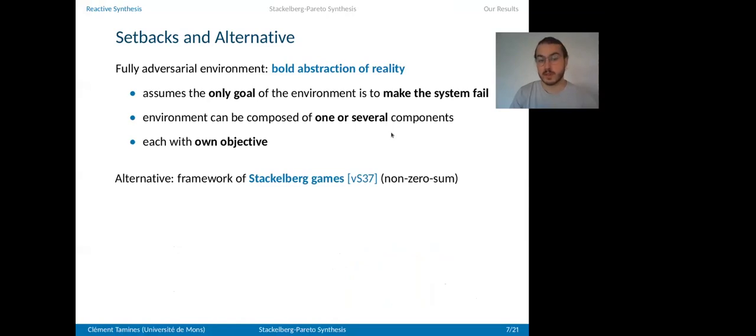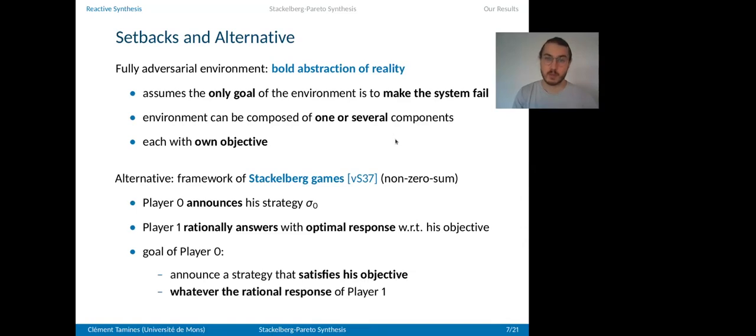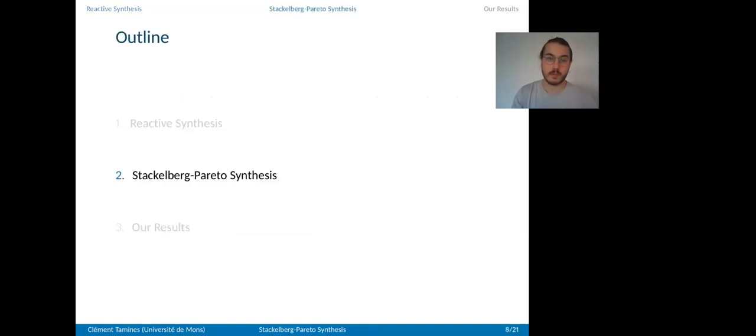One alternative to this is to consider the framework of Stackelberg games, which are non-zero-sum games, in which player 0 announces his strategy sigma_0, and then player 1 rationally answers with an optimal response with regards to his own objective. Therefore, the goal of player 0 is to announce a strategy which satisfies his own objective, whatever the rational response of player 1. So here we don't consider every response of player 1, but only the ones which we deem to be rational. I'll now introduce our new approach to reactive synthesis, which we call Stackelberg Pareto synthesis.